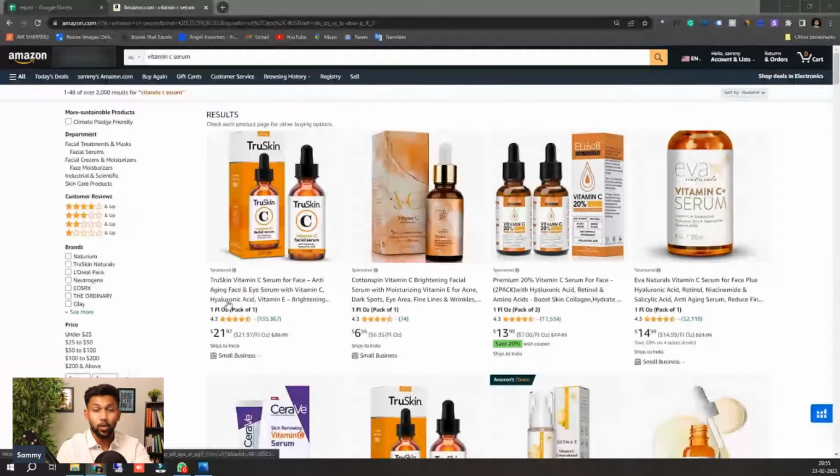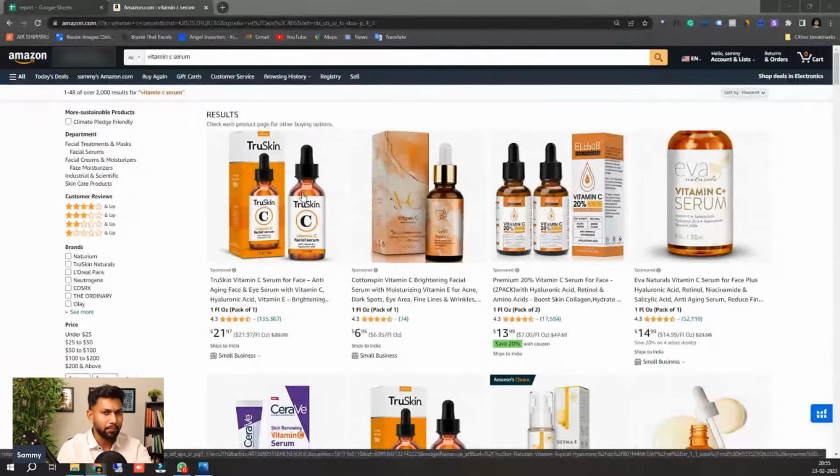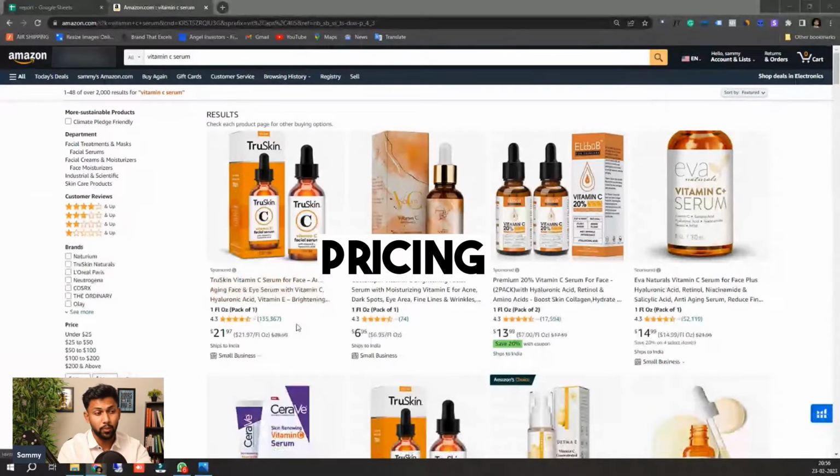The second thing, which is even more important, is the main image. The main image plays a very important role when it comes to CTR. I'm going to tell you one tip that will increase your CTR by a huge amount, and I'll keep it for the rest of the video so that I can show you later on. Next, the thing that influences your CTR will be your pricing.